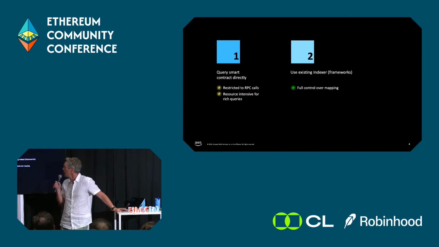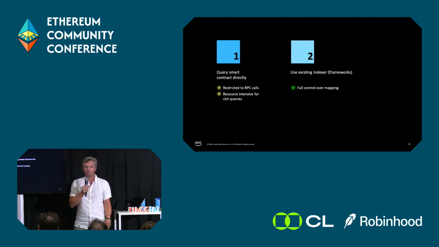Second one is, of course, use an existing indexer or one of the open source frameworks. Something like the Graph, that's probably the most well-known one. Good thing about that is you have full control over the mapping. Or if you're using one of the existing providers, you can just basically use what they are providing and don't have to care about your own infrastructure provisioning, infrastructure deployment, maintenance, and all that. Every once in a while, you might get into the situation that that data isn't enough or it isn't good enough for some reason. So you really want to go and build your own indexer.